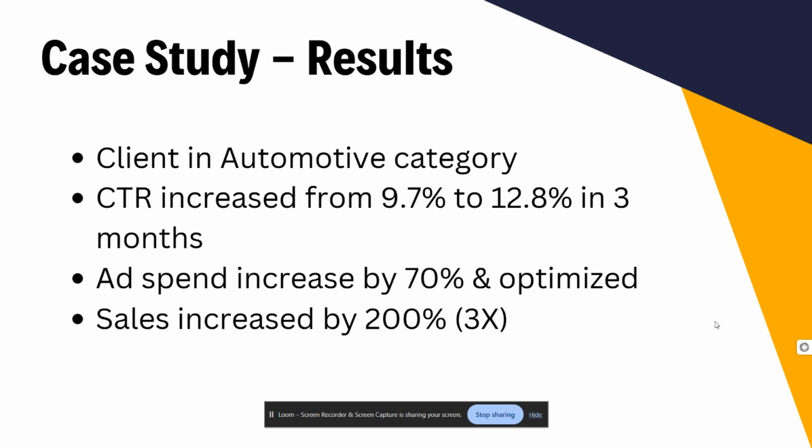A lot of top brands, if they can get 0.1% in click-through rates improved, if you think about the thousands of units that they sell, that is huge, right? So we went from 9.7 to 12.8 in 3 months, and the ad spend increased by 70%. And obviously, we optimized the ads, and this resulted in a sales increase by 200%. So three times the sales from before they started working with us.